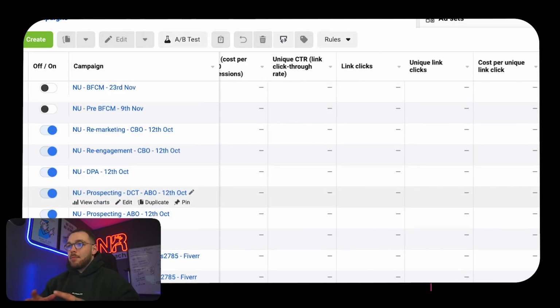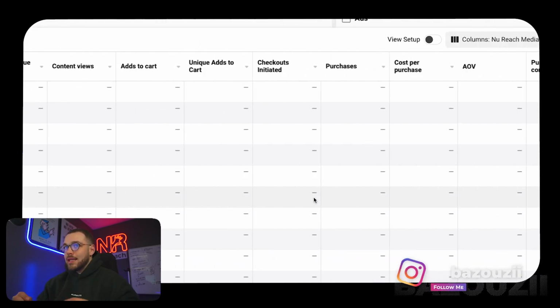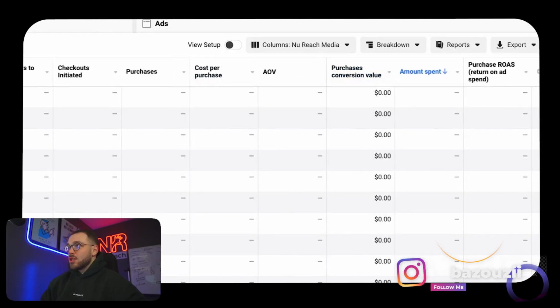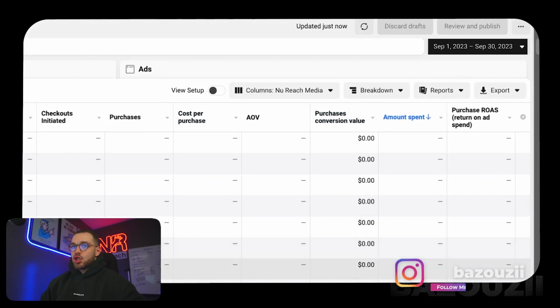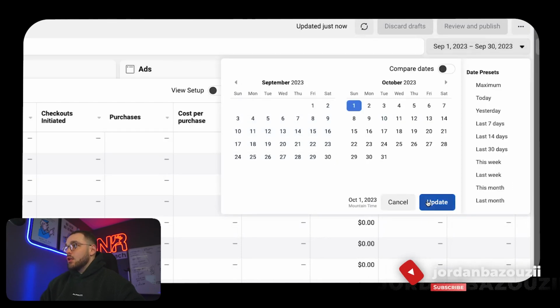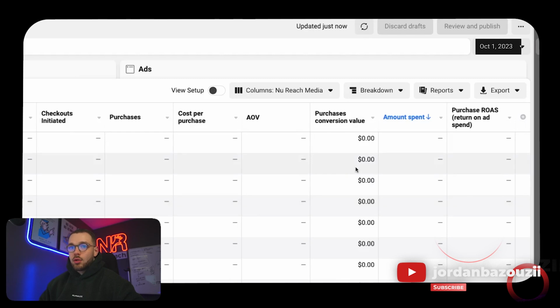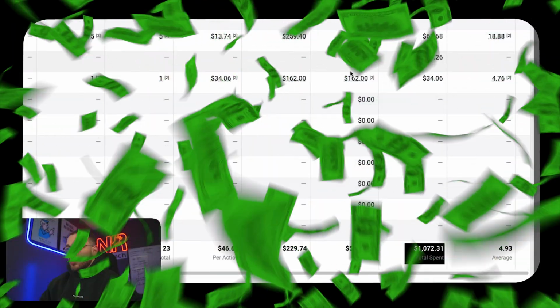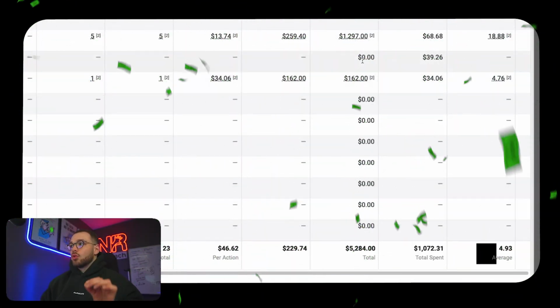So like I mentioned, this is a completely brand new ad account. You can see literally as recently as September, there was legitimately $0 spent in this account. And even in the beginning of October, there's literally nothing. And we went from legitimately spending $0 in this account to, as of yesterday, spending over $1,000 a day with nearly a 5x return on ad spend.